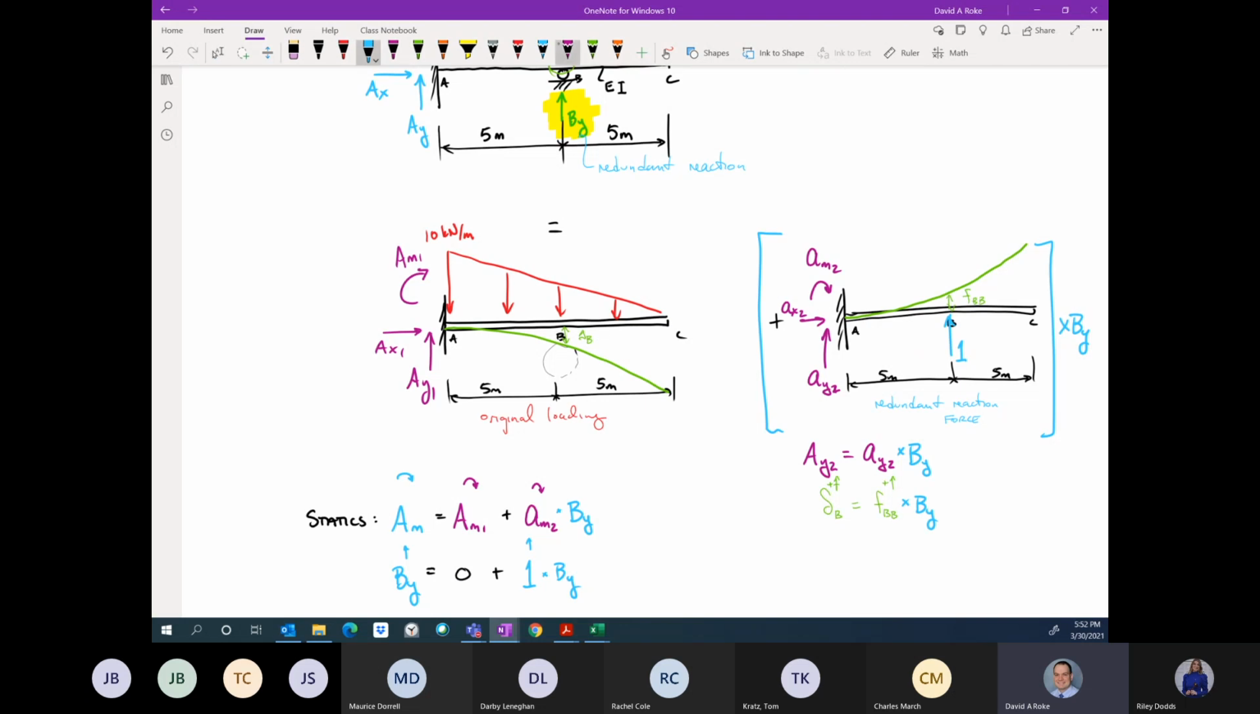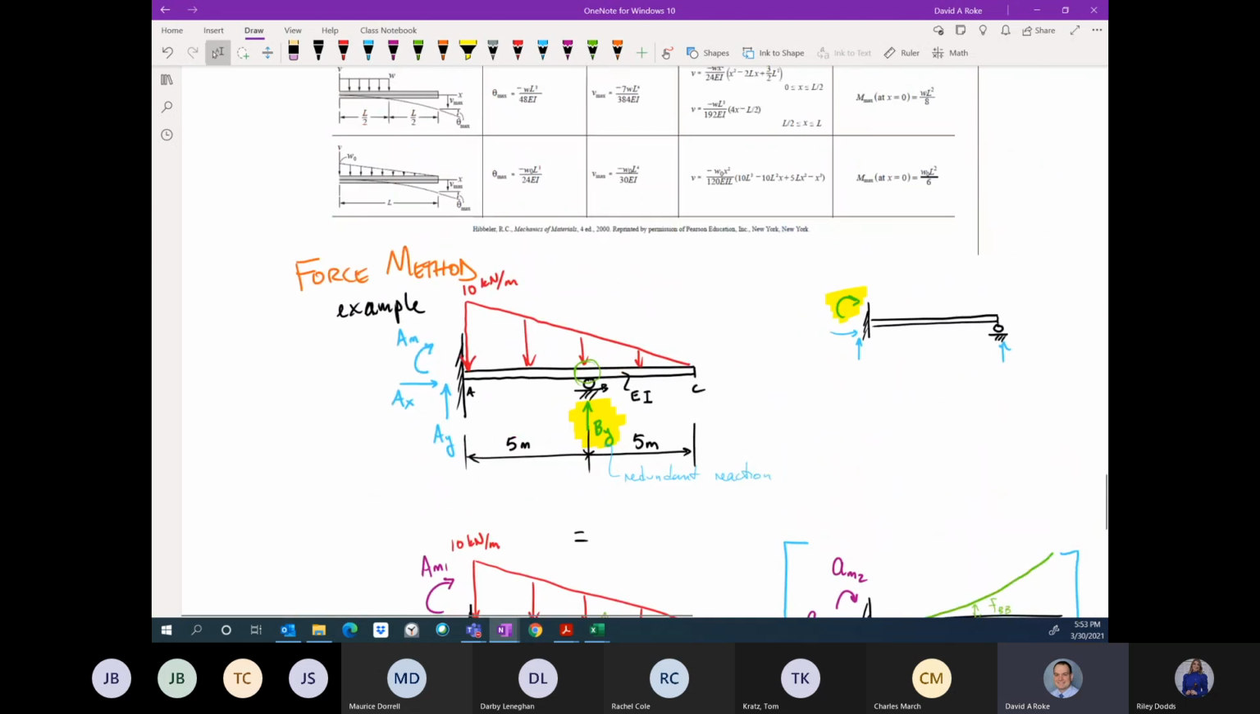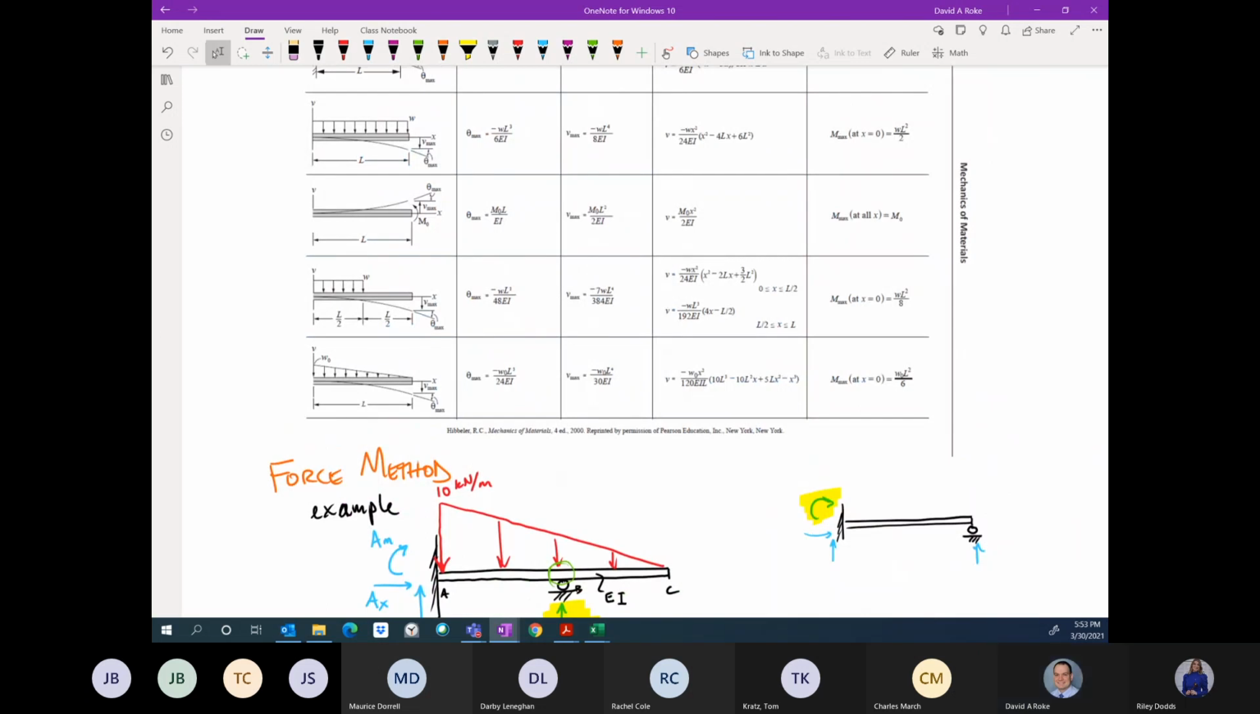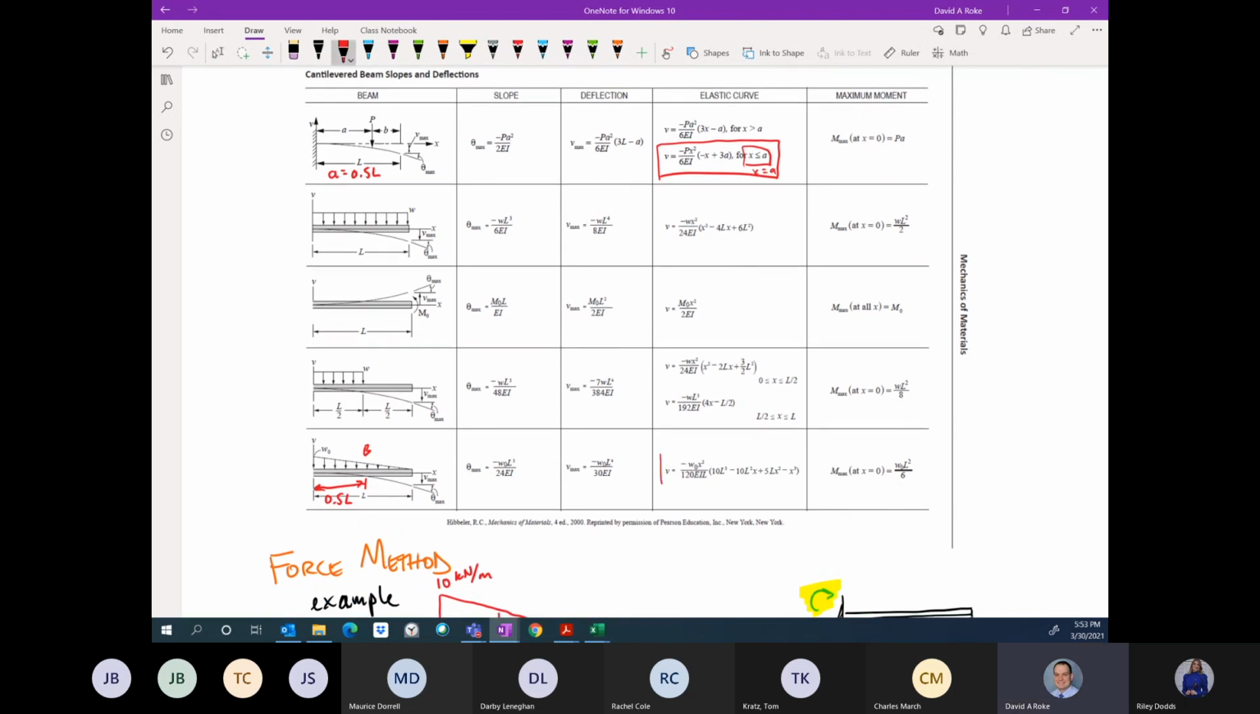And here, capital delta B is negative because it's positive upward. We want to be consistent. Our deformation is positive upward. So what I need to do now is go into the tables and say, what is the displacement at B? Well, that tells me where point B is. And here, if A is equal to 0.5 L, I have my loading at B. And so what we're able to see here is that your elastic curve will tell you your displacement for x equal to A. And here it will tell you your displacement for x equal to 0.5 L.